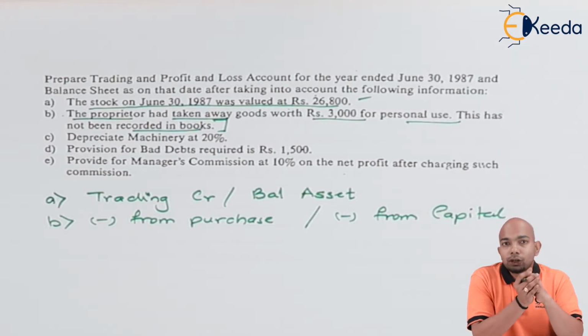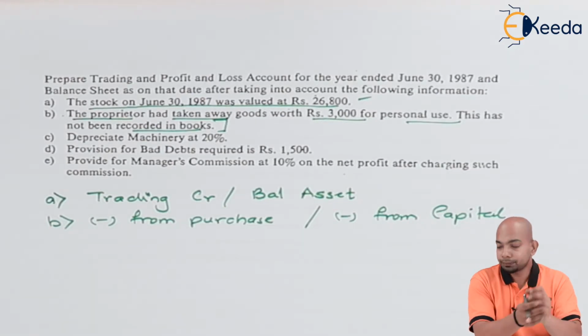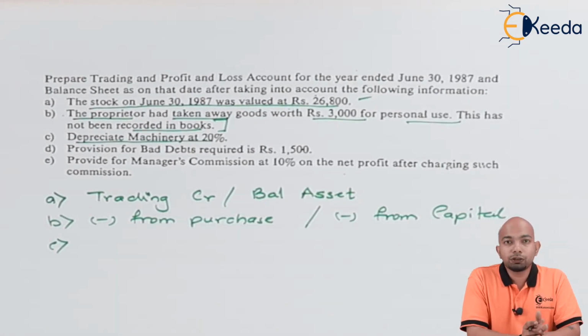In addition to that drawing, this amount will be added, and this amount will be also subtracted from purchases because this hasn't been recorded at all. Let's go on to the third adjustment. Depreciate machinery at the rate of 20%. It's a very simple adjustment.